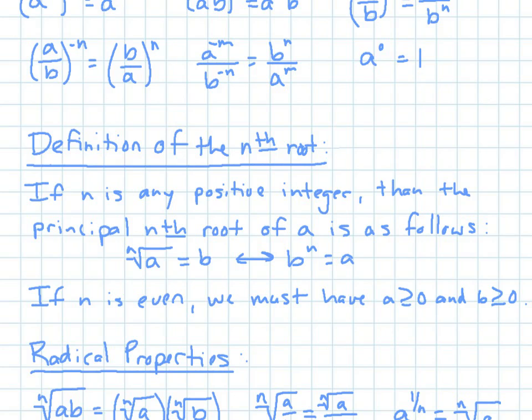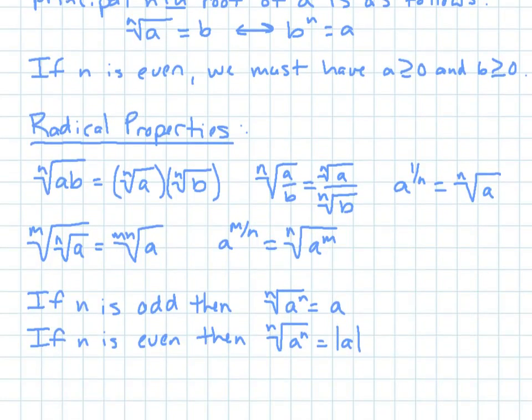Okay. If n is even, we must have a is greater than or equal to 0 and b is greater than or equal to 0, because you can't have a negative value underneath an even root, because then you have imaginary numbers, which doesn't work.